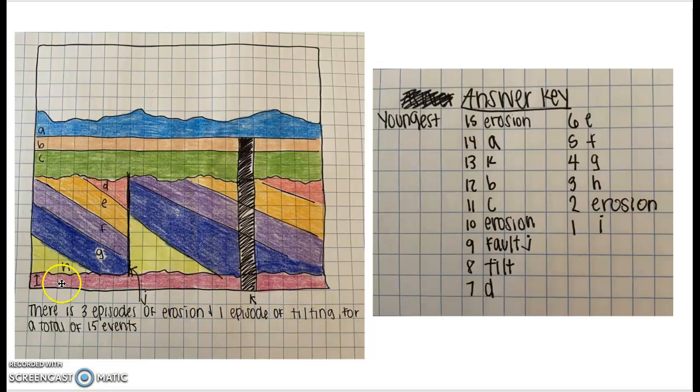So the oldest is layer I, and then erosion, and then H, and then G, and then F, and then E, and then D, and then the tilt. And then the fault, and then the erosion, and then C, B, then dike K, and then A, and then lastly, the youngest is the erosion up here.